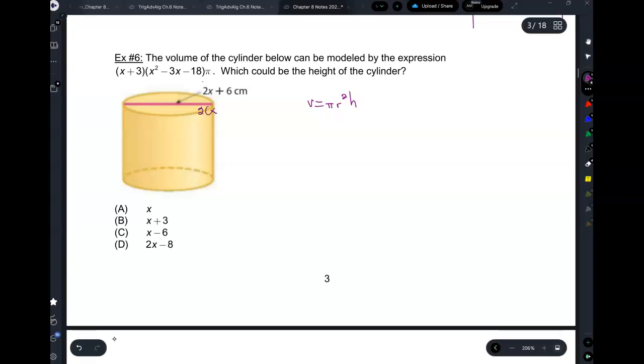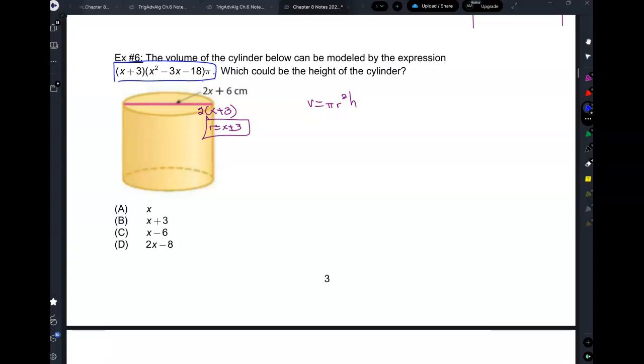So if you factor out a 2, we get x plus 3, so the radius is x plus 3. Okay? All right. So what are we given here for the volume? We're given that this is the volume, right? Okay, so what do you guys think here? How can we rewrite that? Do you think we can factor this out? Let's factor it. When you factor it, what do you get?